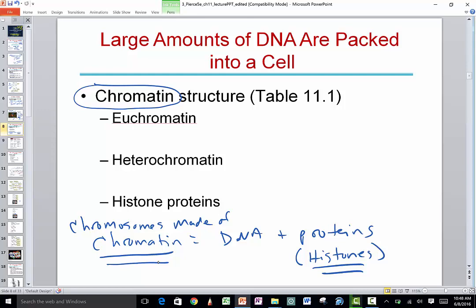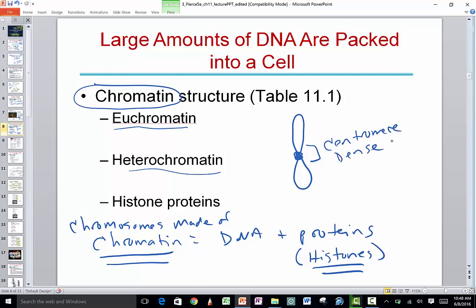So chromatin, we can think of it in terms of euchromatin and heterochromatin. If you think of a chromosome, and we've drawn chromosomes like this before, this region is the centromere, and it's very dense. When you see it under the microscope, it's dense. This is heterochromatin. And the regions of the chromosome that are the main part of the chromosome are called euchromatin. And then we also have telomeres at the end of the chromosome, and that's also heterochromatin.